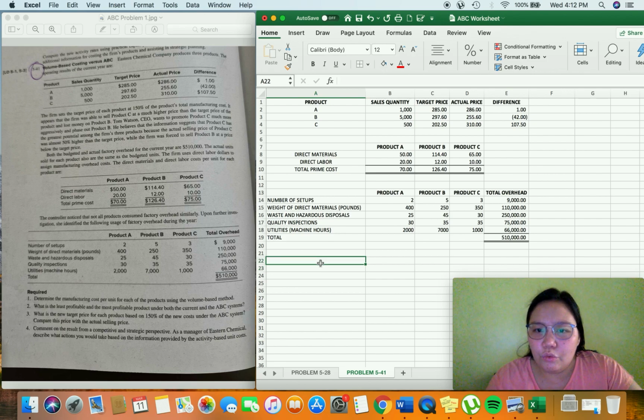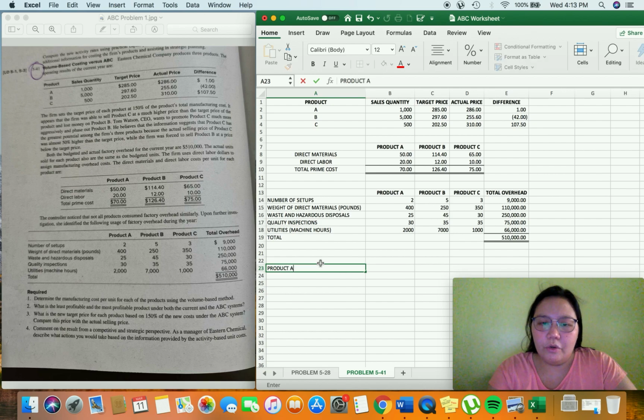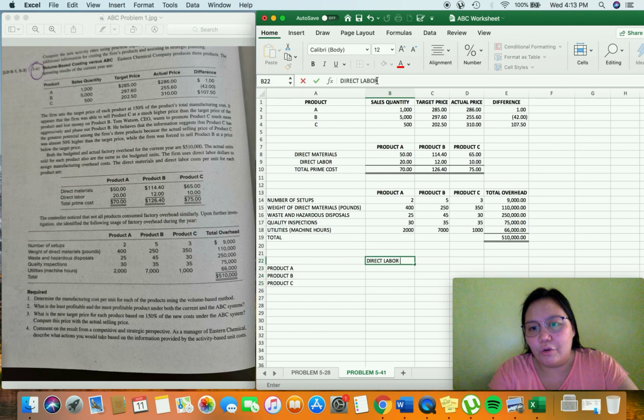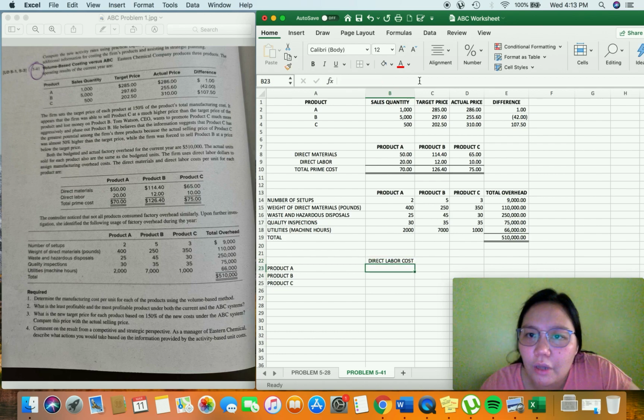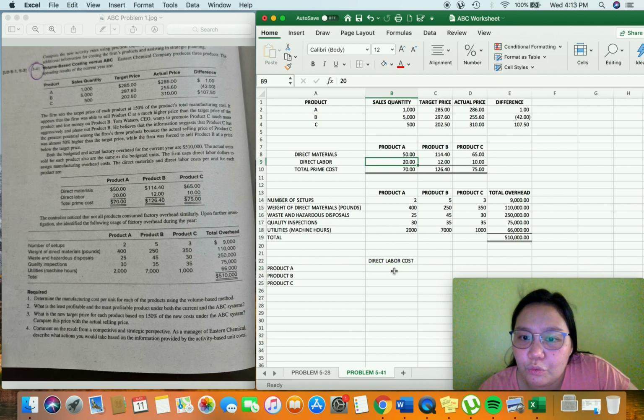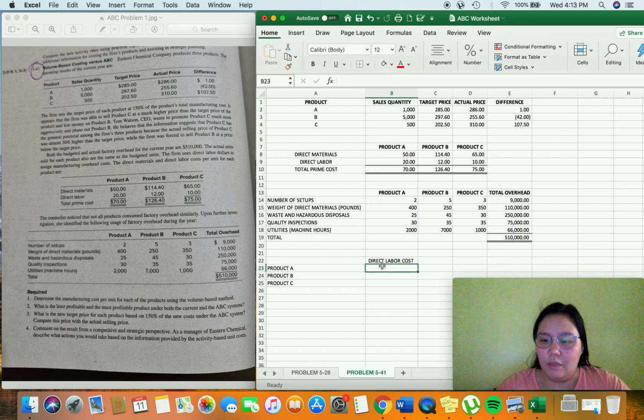So what we need to do is to determine how much is the assigned overhead cost for product A, product B, and product C. Okay, so we have to compute the direct labor cost. So how are we going to do this? We are given the direct labor cost per unit in this portion, right? We are already provided with the direct labor cost per unit.